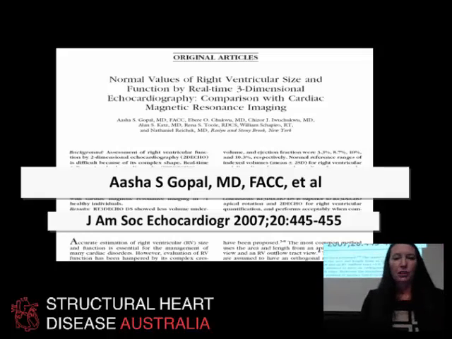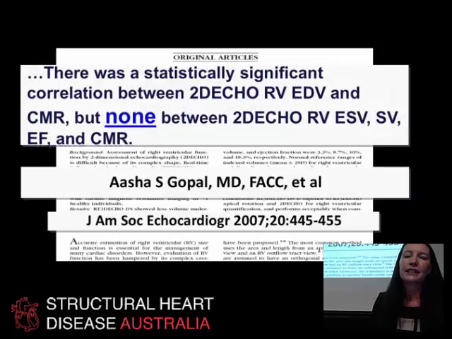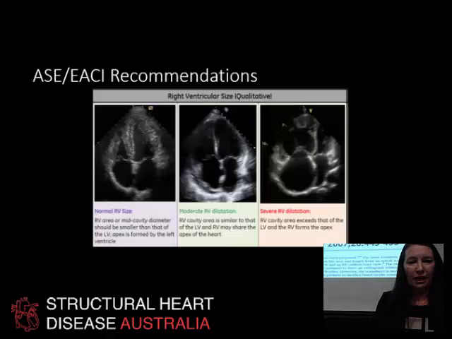We had this paper published in 2007 which was comparing with MRI and basically told us that the 2D echo RV end diastolic volume correlated well with CMR, but the 2D echo right ventricular systolic volume, stroke volume and EF did not correlate with CMR at all. So it didn't really champion the cause very much.